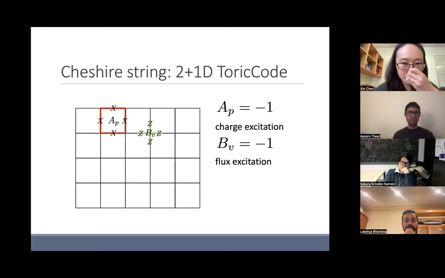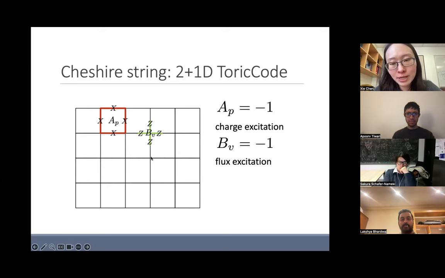So this is 2 plus 1d toric code. I'm just drawing a square lattice here, and here are the Hamiltonian terms, the plaquette term and the vertex term. I want to choose the convention that the plaquette term corresponds to charge excitation. This is just because our paper is written this way and I want to be consistent with the convention. So plaquette operators correspond to charge excitations.